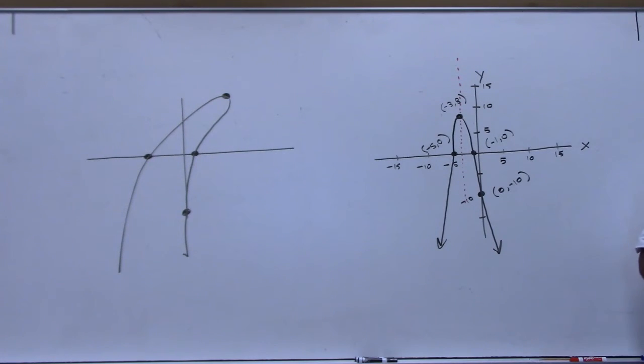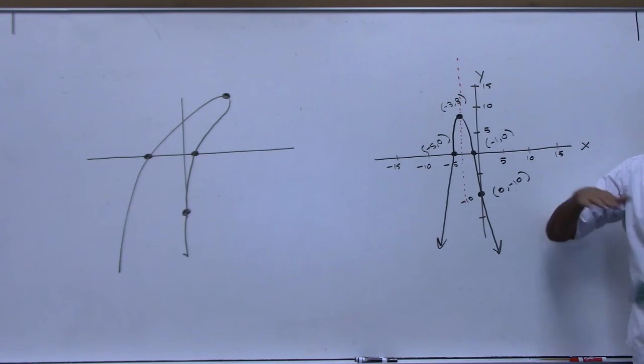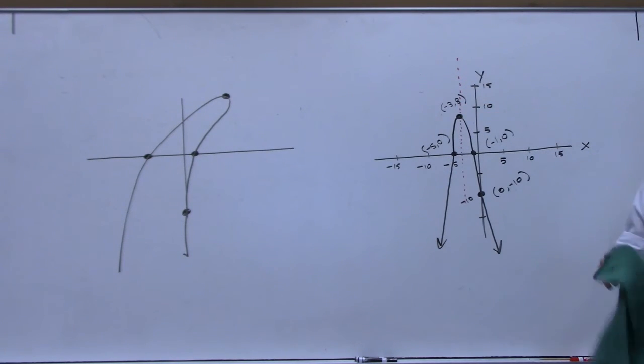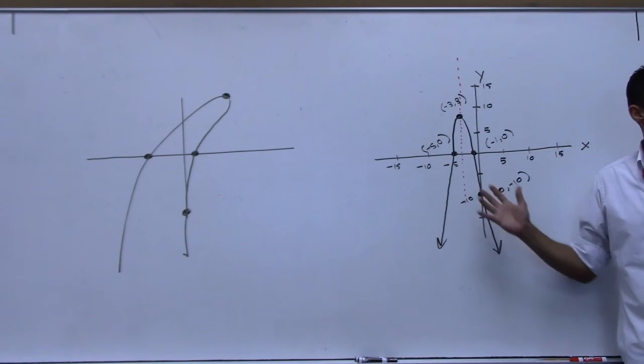What else? What's the maximum value of the function? Written as a point, it's the point -3, 8. The actual highest value it ever attains would be 8. So I take either answer there. You could say 8 or the point -3, 8. So there's a lot of things that could be asked about this once you've got the graph.